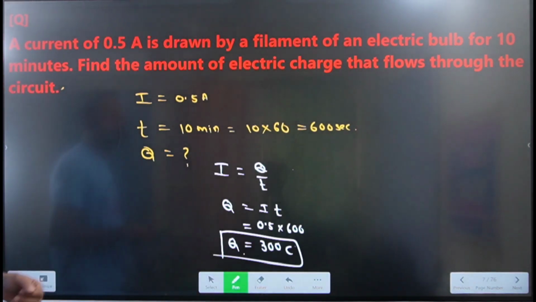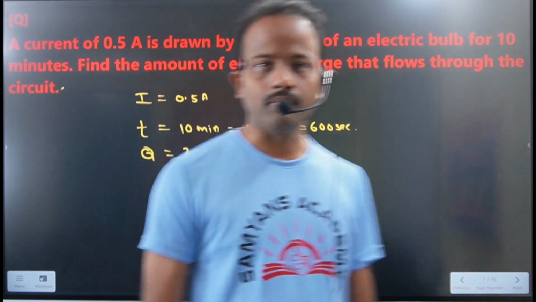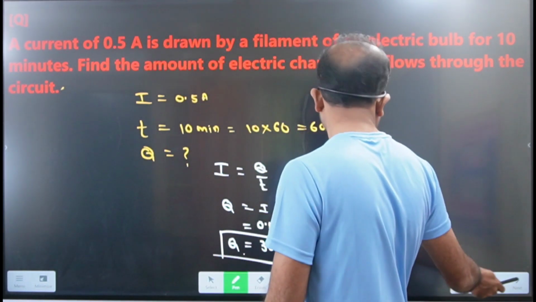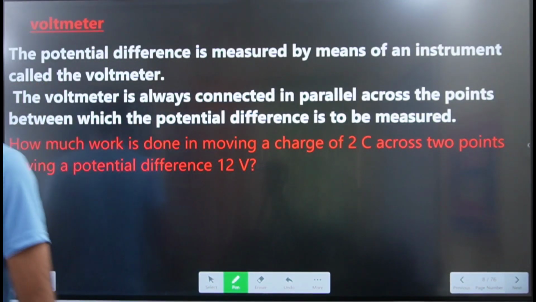The amount of charge flowing through the filament is how much? 300 coulomb. Is it clear? Move on to the next one. Right. Next one is the voltmeter.